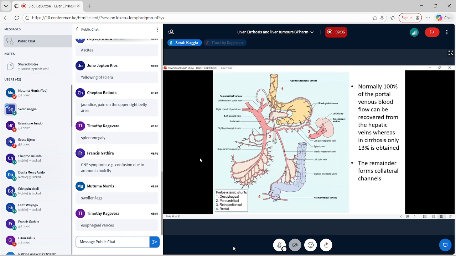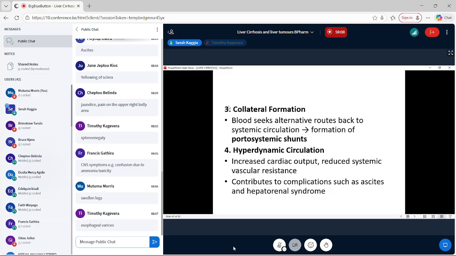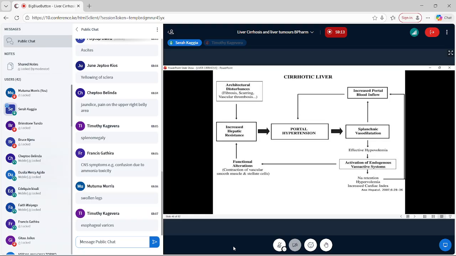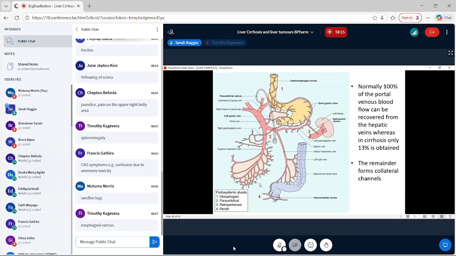Okay, and as I said, because of that, they try to form collaterals. You want to escape this pressure. So how do they escape? These are examples of how they'll escape.